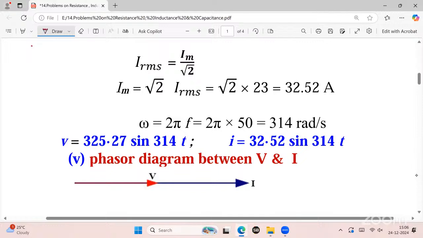Current is the reference one. We have taken current as the reference. Current should not rotate from the x-axis. It is fixed. So which one should we rotate? Voltage. From where? X-axis. Shall I rotate or stay in the same place? Same place. Why? 0 degrees.